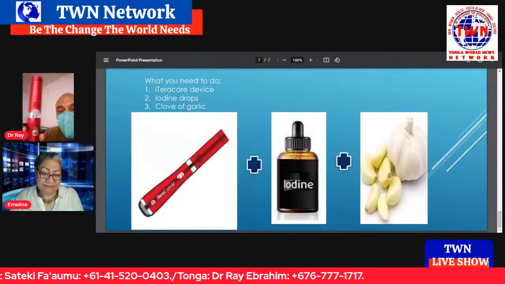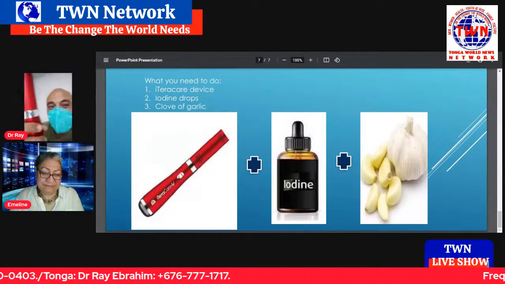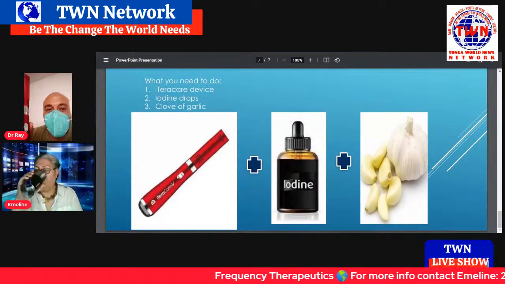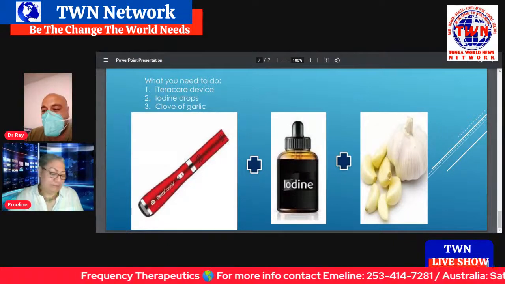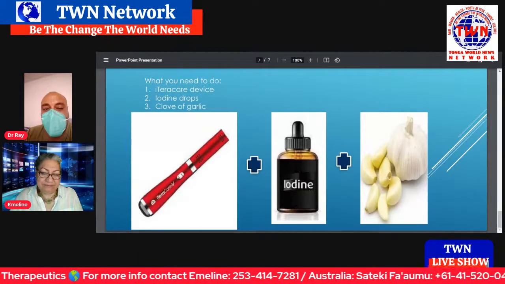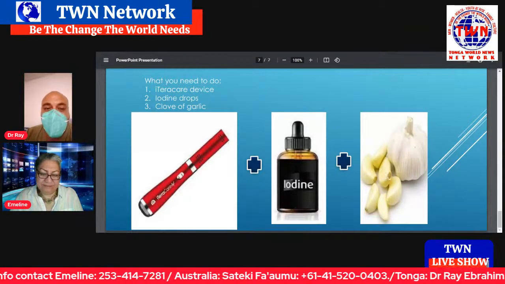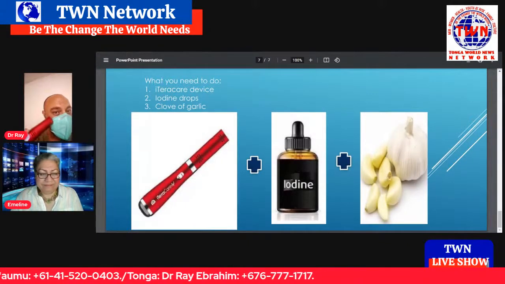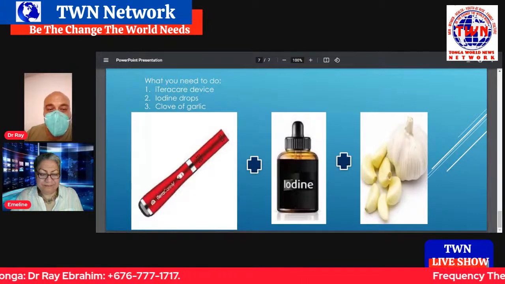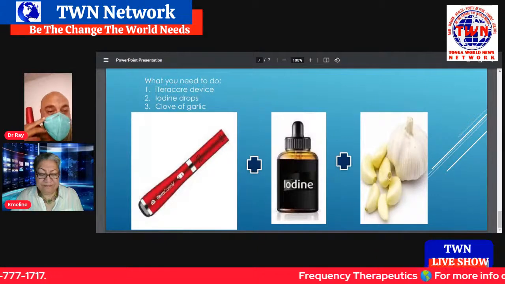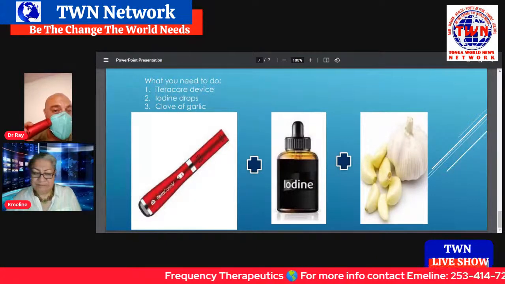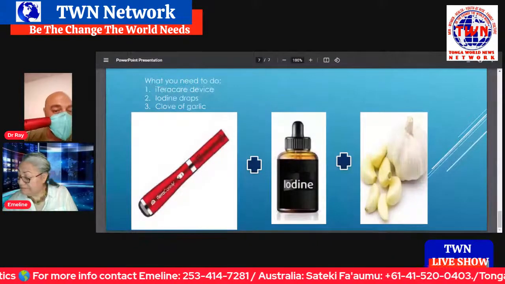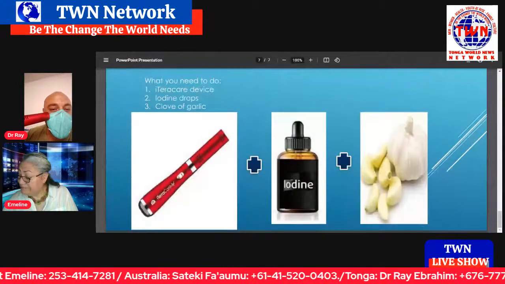When you use the iTeraCare, we have 3 settings. The first setting is high heat, high air, then we have low heat, low air, and then we have high heat and low air. For the first 3 days, you use the second setting, low heat, low air, on the area where you have it, whether in your genital area or your stomach, wherever it is. After you put on this mixture, hold the device about 2 fingers away from your skin and start gently moving it over the area.